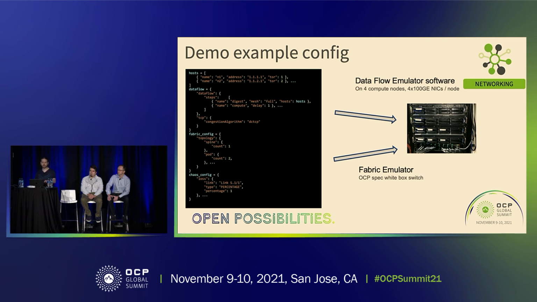And then the last part you see is the chaos configuration. So for example, introduce a percentage packet loss on a particular link to emulate real-world conditions. These different portions get applied to the different pieces of our demo setup. The data flow configurations go to the server where our data flow emulation software is running. And on the OCP white box switch, that's where the fabric configuration is going, and that's where you have your spines, your TORs, and so on being configured on the ASIC on the switch.